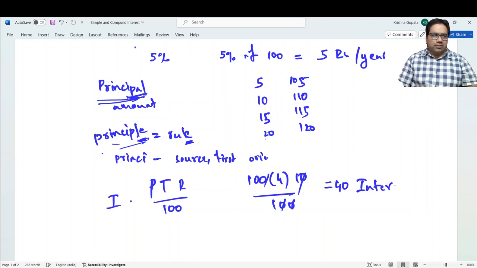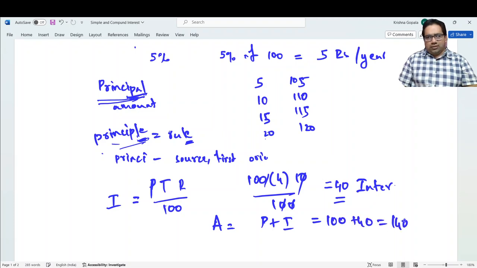This is interest. I call it I. Interest equal to PTR by 100. That means in 4 years, we have to pay interest as 40 rupees. What will the total amount be? We call it A. Total amount will be principal plus interest, 100 plus 40 equal to 140.